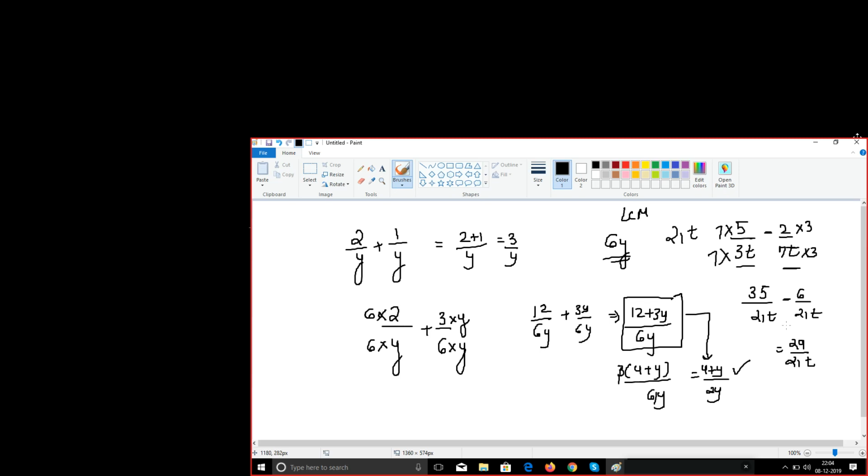Yeah, I did that first, but then I went to the other question and it didn't add. But now I realize it's because it was 3y, not just 3. Yes. So this is 29 over 21t. Okay, one more question.